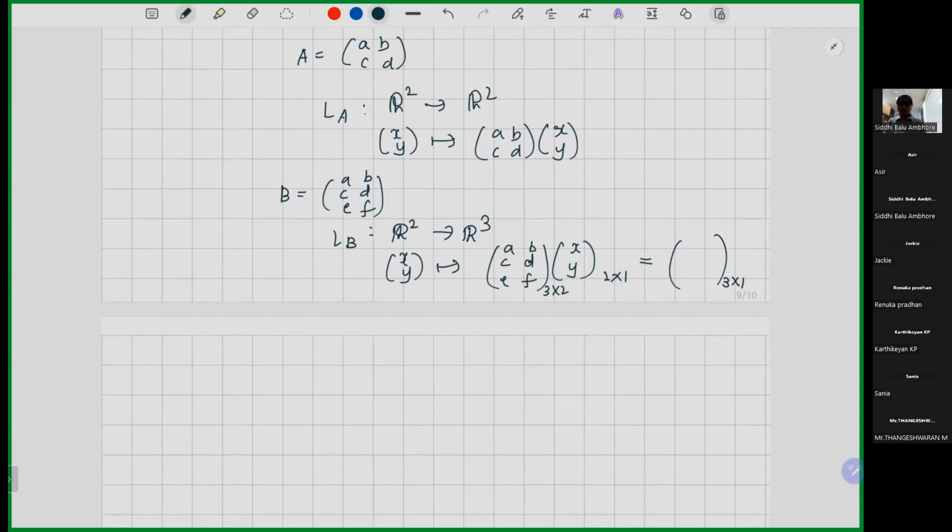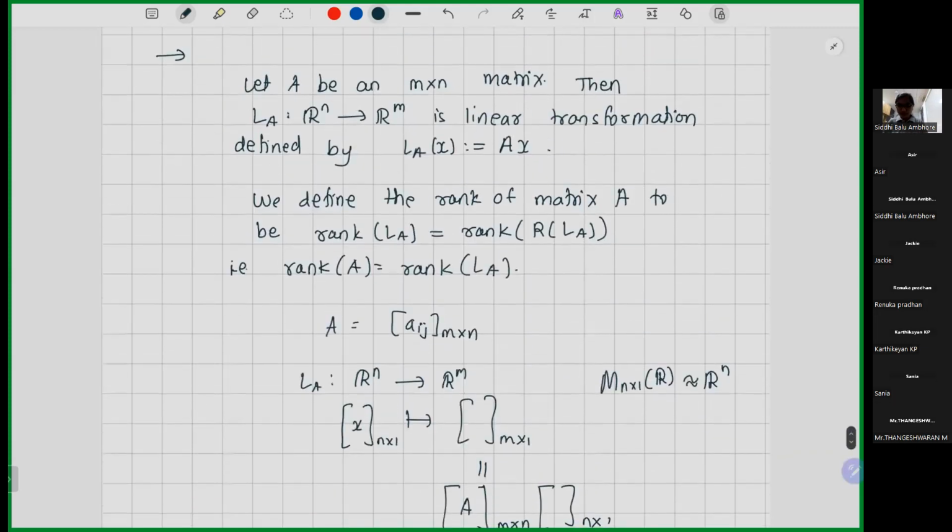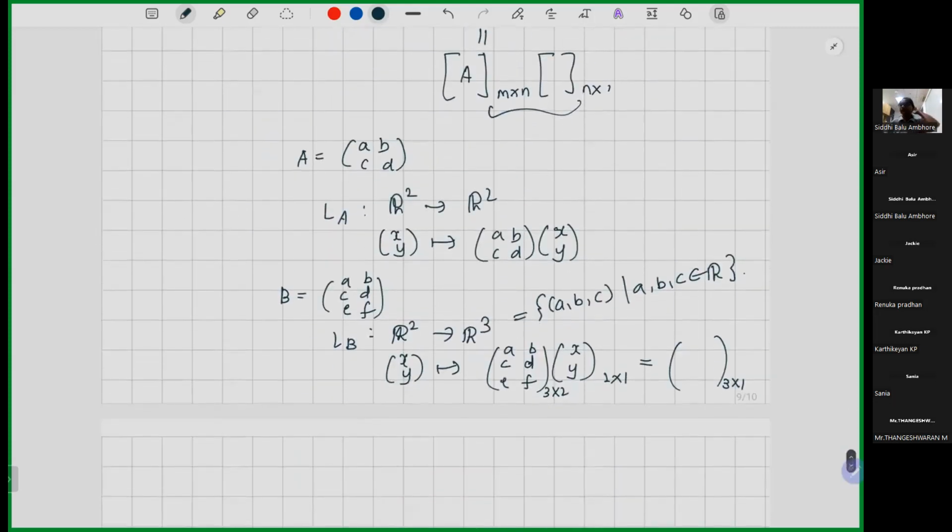So R3 should always be 3 cross 3, no? R3 is R3. Okay, that's all. Okay, thank you. Any doubts here? Any further doubts in the definition of LA?